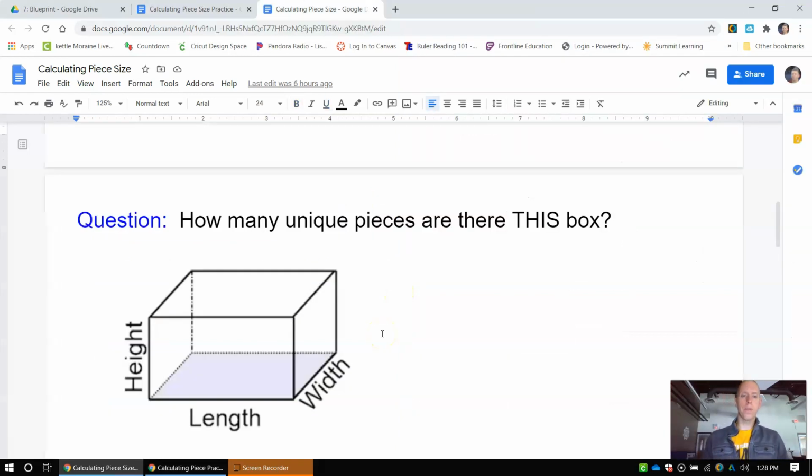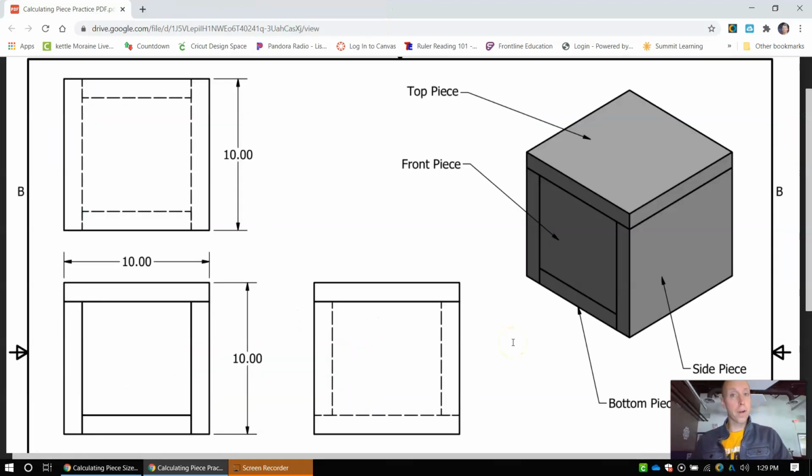What I want you to answer or think about is how many unique pieces that box is made out of. We know that box can be made out of 6 total pieces, but how many of those pieces are unique? And then let's review real quick these words here. Height, of course, is how tall it is. Length is this distance, and then width is that distance. Let's try to understand this blueprint or technical drawing.